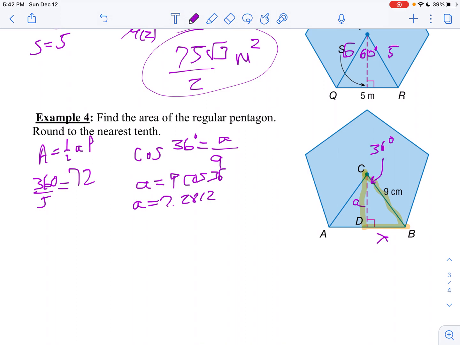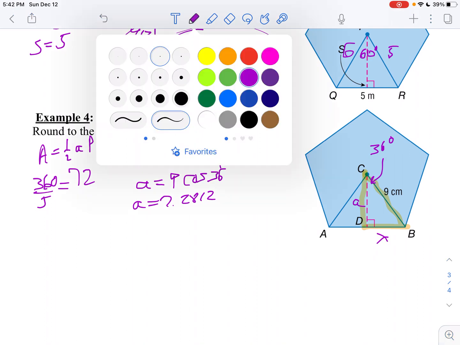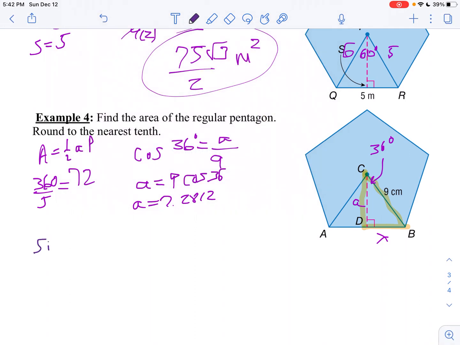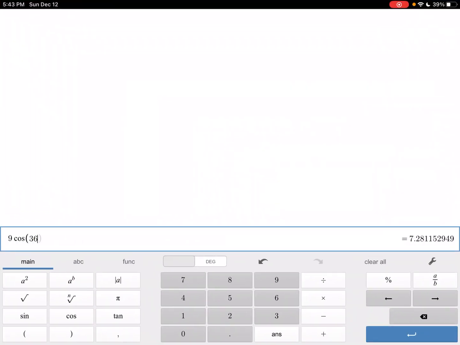Well then, opposite over hypotenuse, I'm going to use sine. So I'm going to say, oh, the sine of 36 degrees then is x over 9. Or x would be 9 times the sine of 36. So if I take 9 times the sine of 36, use our calculator there, that is 5.2901.